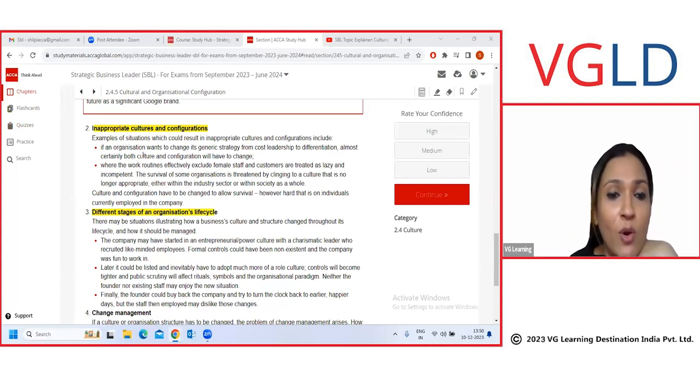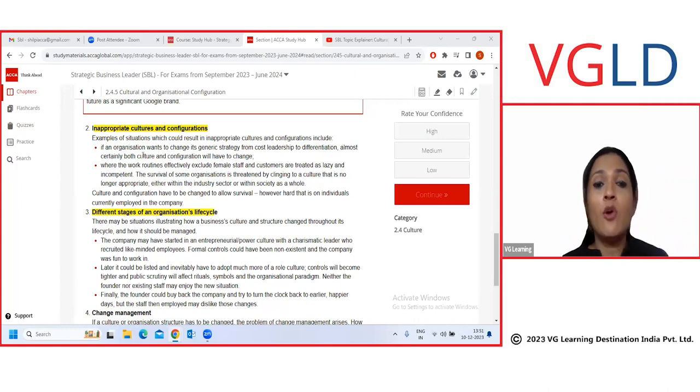Okay, so now let's have a look at some of the other challenges that culture differences, inappropriate culture, or for that matter, different lifestyle of an organization can also bring into the organization. At all times, you have to make sure that you are identifying any cultural clashes that you can possibly see in the scenario, and you are able to identify what you can do to resolve this cultural clash. This doesn't seem to be right.